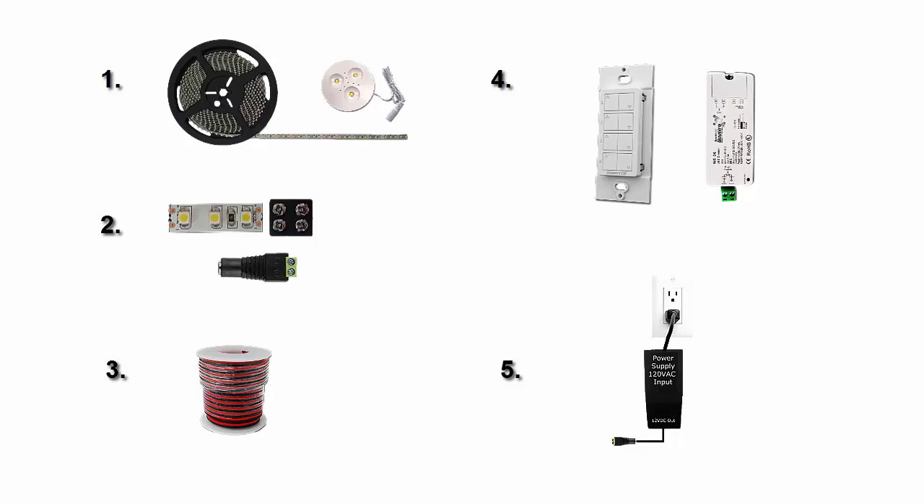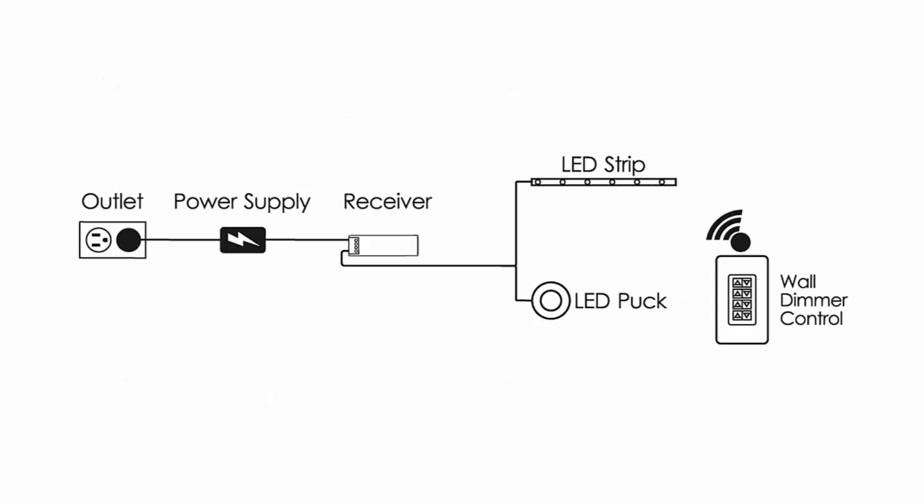Once you have all of these products installed, your basic hookup guide will look like this. You'll have your outlet, your power supply, your receiver that hooks up to your lights, and then finally your paired controller that controls your entire system.